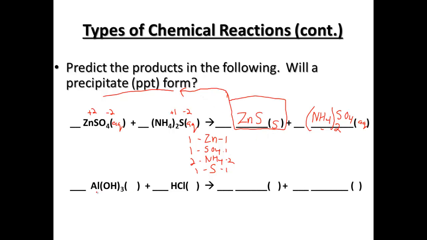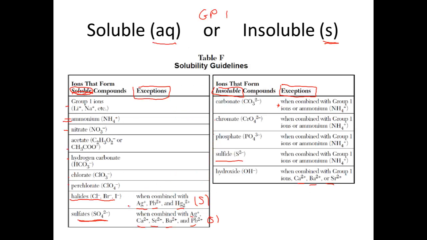In our second one, we've got aluminum hydroxide plus hydrochloric acid, HCl, is going to produce two new compounds, so we know double replacement. Aluminum is a +3, hydroxide's a -1, hydrogen's a plus, chlorine's a minus. So what we're going to look at is aluminum and chlorine are combined, hydrogen and the hydroxide are going to combine.